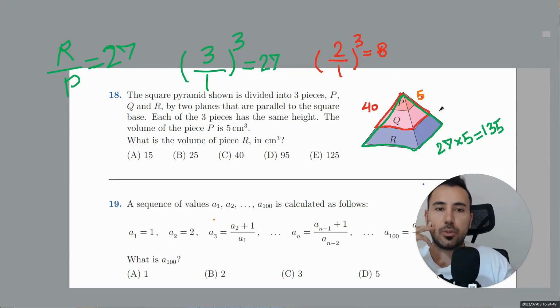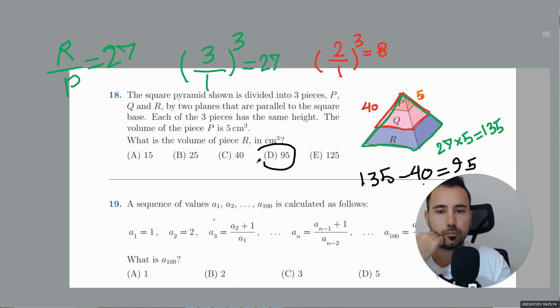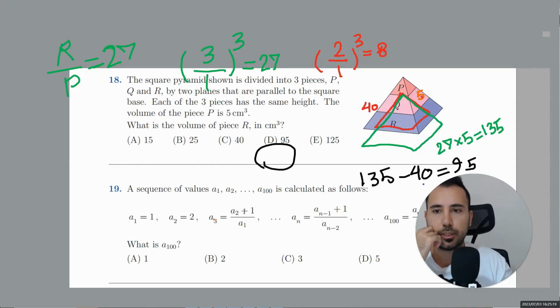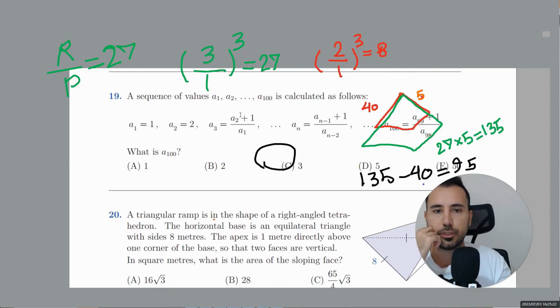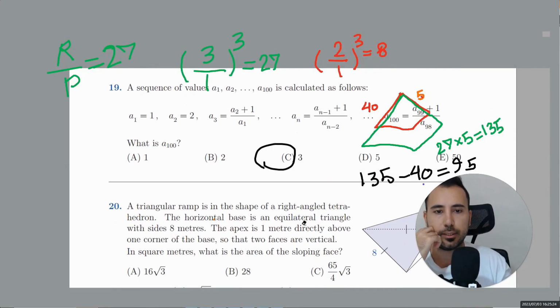Yes. So now what does it want? We want the volume of R. R will be 135 minus the red one, which is Q plus P. So 135 minus the red one, which is 40. It would be 95. It will be D. Okay, so let's go and deal with question 19.